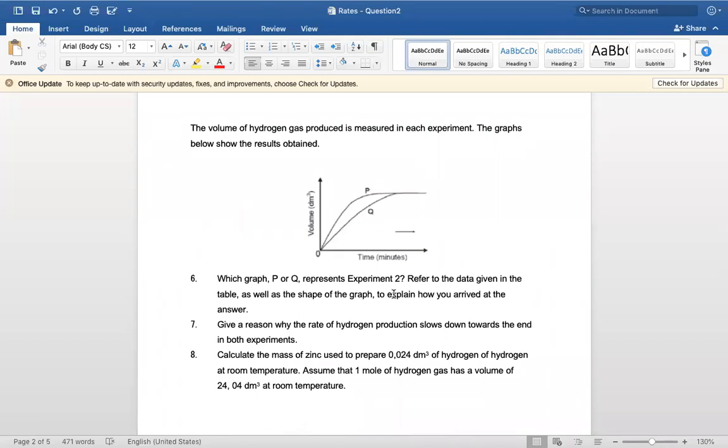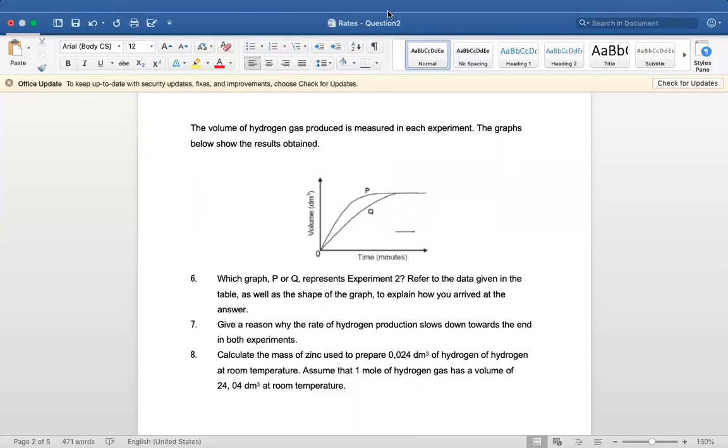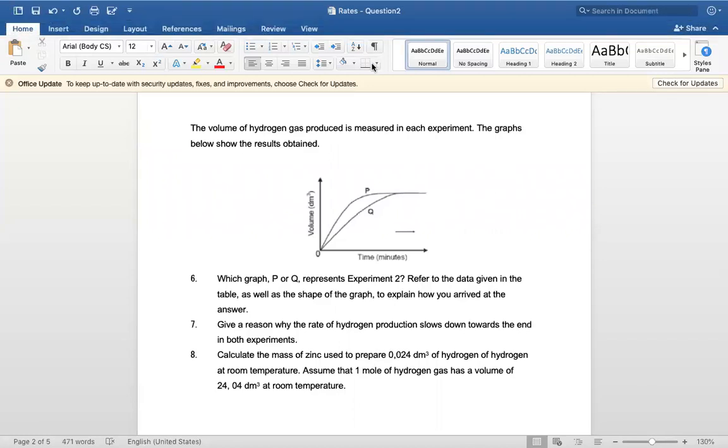Question 7, give a reason why the rate of the hydrogen production slows down towards the end of both experiments. How do they know that the rate of the reaction is slowing down? If you look at the steepness of the slope here, it's high, right? And then if you go here for both graphs and take a tangent to the slope there, you see that the tangent is less. So the tangent gets smaller. So why does the tangent get smaller?